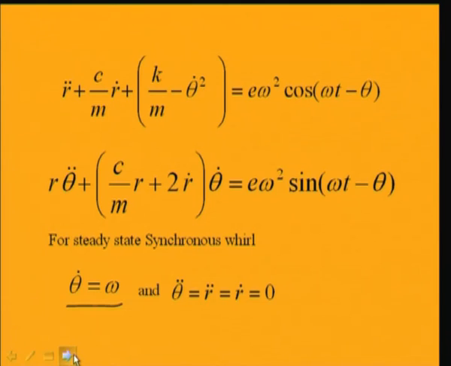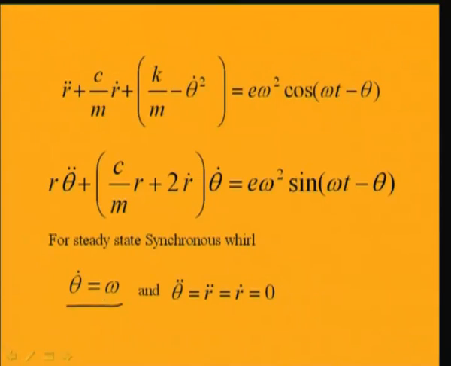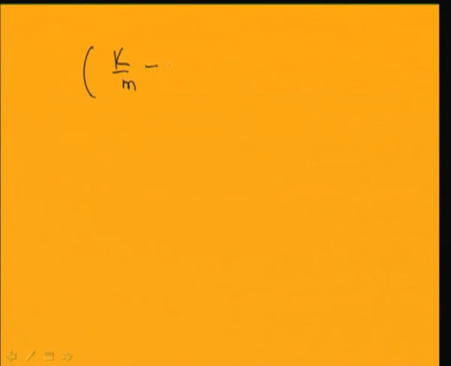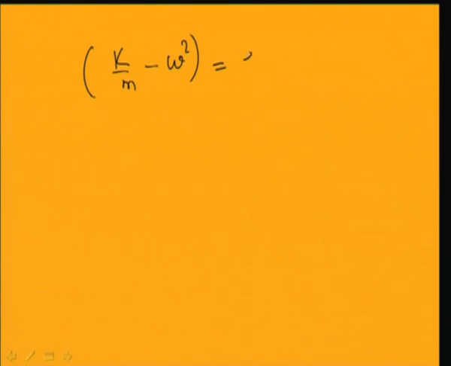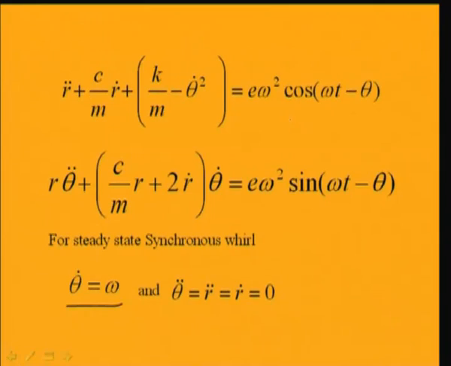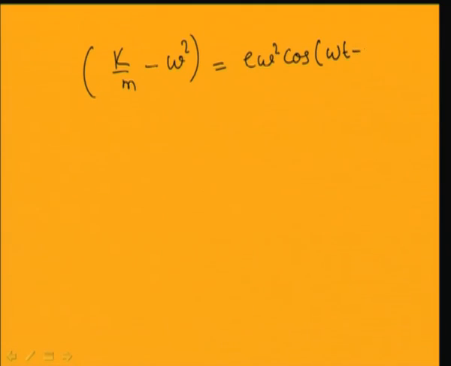Let me write for the first equation. In the first equation, r double dot equal to 0, then r dot also equal to 0. So these two terms are not there. So k by m minus theta dot square, and for theta dot I can write omega. So minus theta dot square will be minus omega square. So k by m minus omega square is equal to e omega square cos omega t minus theta.